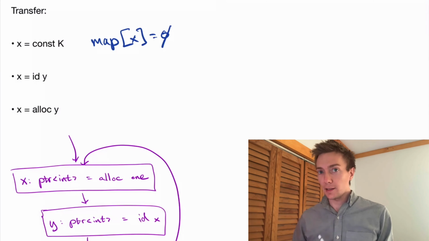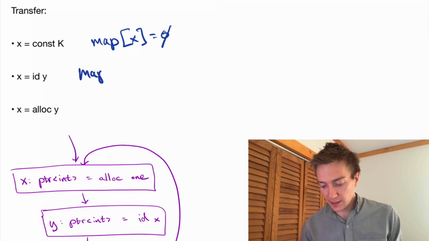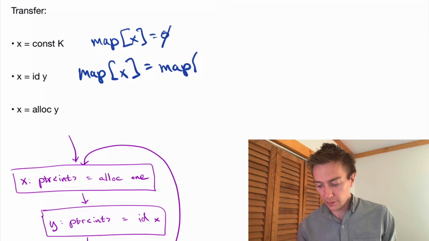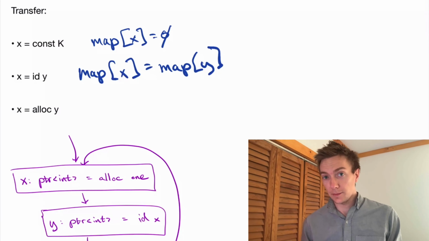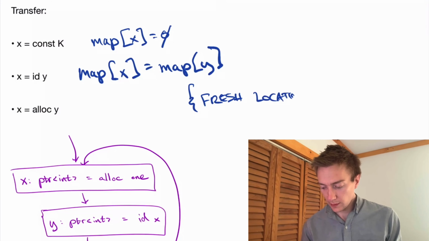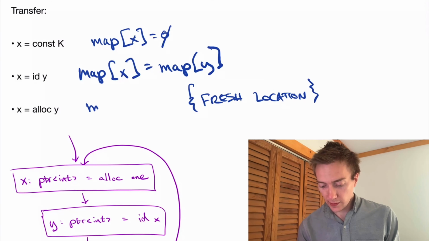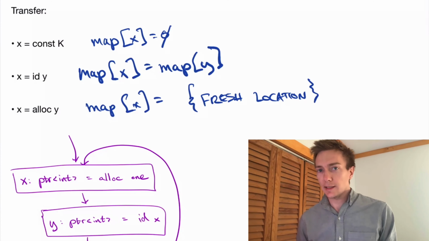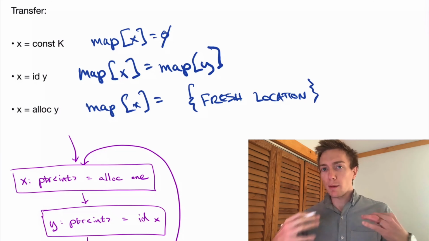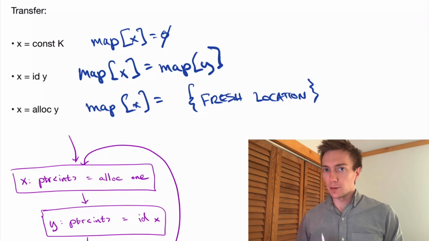Then there's a copy. If we say x equals id y, all I want to do is set the output mapping for x to be all the same locations that we had for y. And finally, there's allocation. We now need to come up with a new memory location that represents this allocation. So we'll compute a fresh memory location, and say that the only thing that x can possibly refer to right now is that memory location. And this is kind of the key. This is where memory locations come from originally, is allocation sites. And then we'll be propagating them through the rest of the program using this data flow analysis.